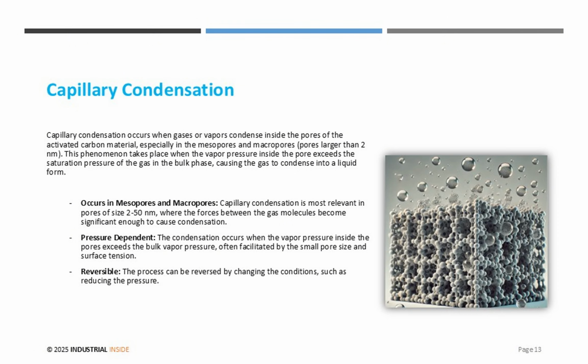Capillary condensation happens when vapor condenses inside the pores of activated carbon, especially in mesopores and macropores. It occurs when vapor pressure inside the pores exceeds the bulk vapor pressure. The process is pressure dependent and reversible.